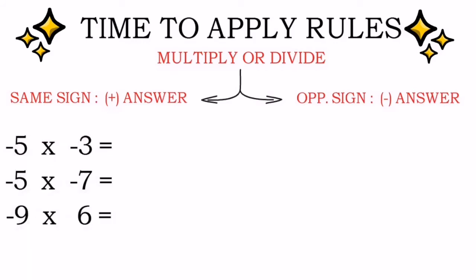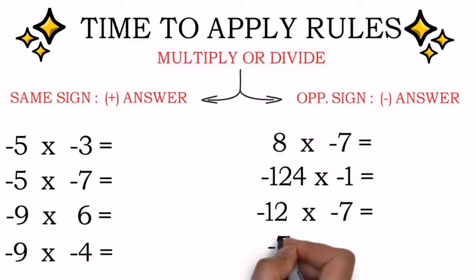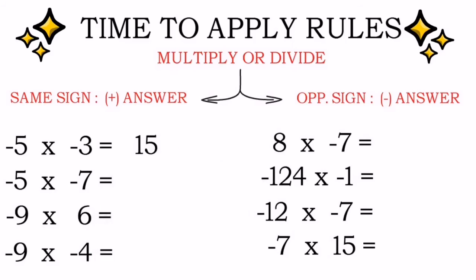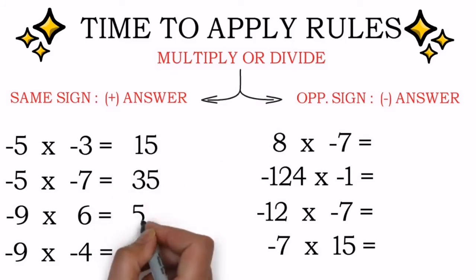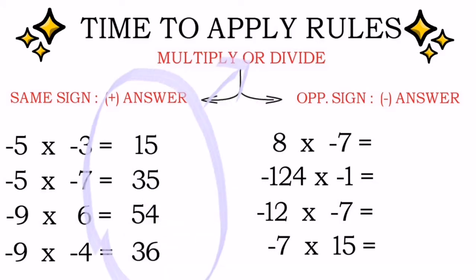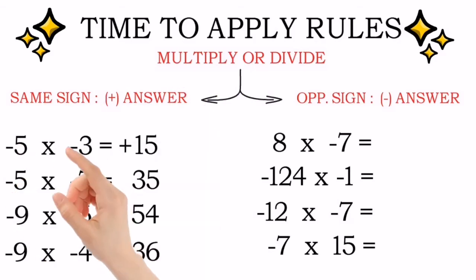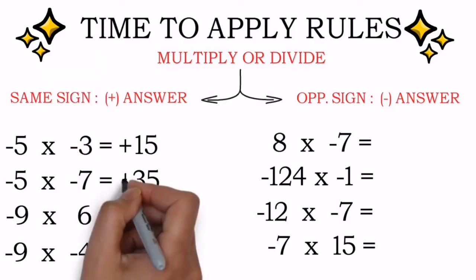So here are a few questions on your screen that we have to solve. The very first step of our rule is nothing but multiply or divide. So let's multiply the first section. 9 6s are 54, 9 4s are 36. Do the multiplication and write the answer. Now wait for writing the sign of the answer. Now as our rule says, if the same sign is there, then we have to give a positive sign. So for the first one we gave a positive sign.